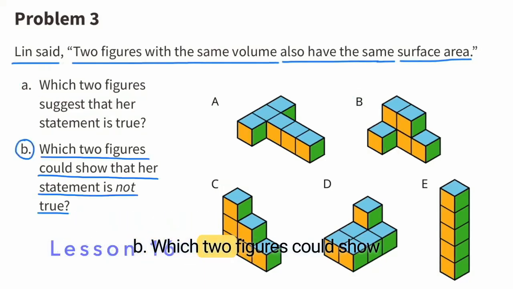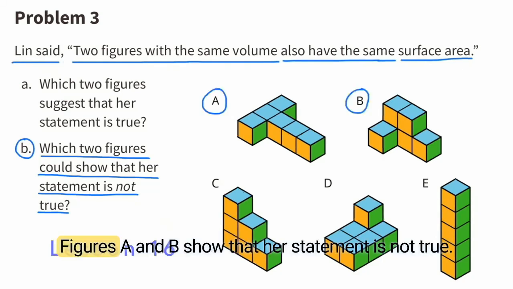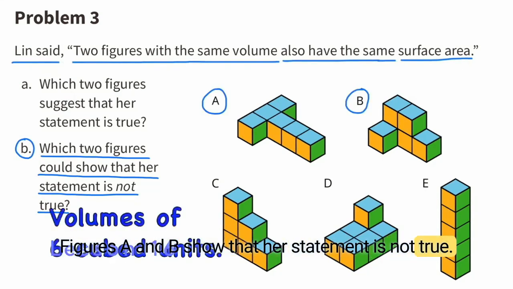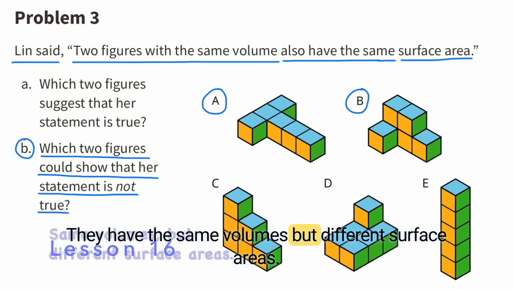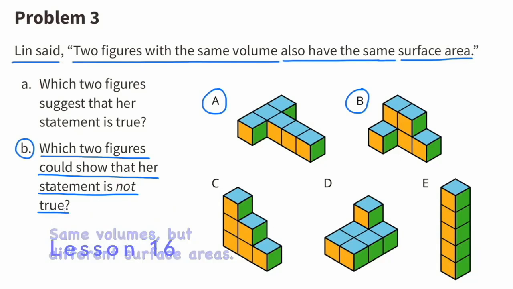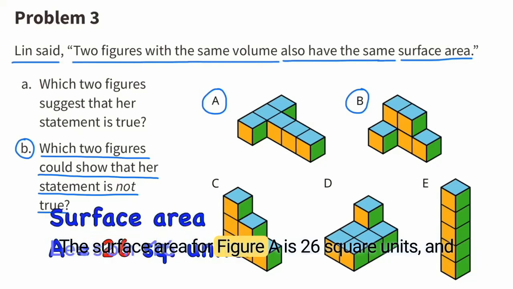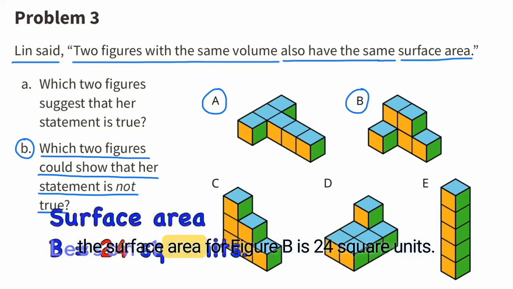B. Which 2 figures could show that her statement is not true? Figures A and B show that her statement is not true. They have the same volumes, but different surface areas. The surface area for figure A is 26 square units, and the surface area for figure B is 24 square units.